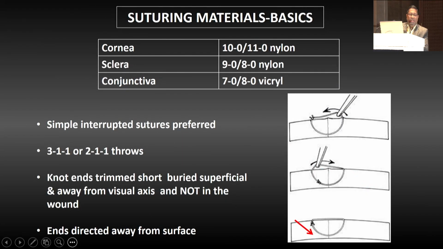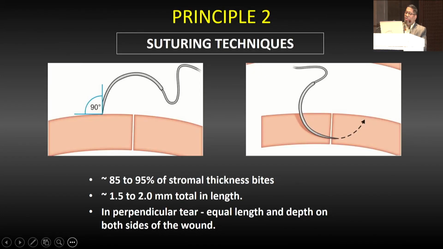Selection of the material will be 10-0 or 11-0 nylon for corneal injuries. For scleral injuries, it is 8-0 to 9-0 nylon, and conjunctiva is always with Vicryl. Simple interrupted sutures are always advised for this type of suture. 3-1-1 or 2-1-1 sutures are done with the knots buried in the superficial area, not at the wound site. So principle 2 is the depth of suturing and the angle of suturing.